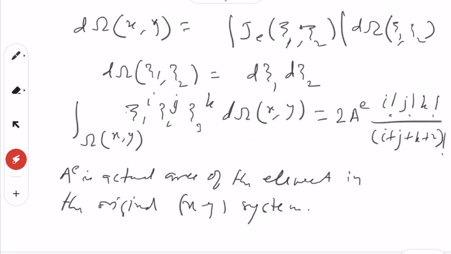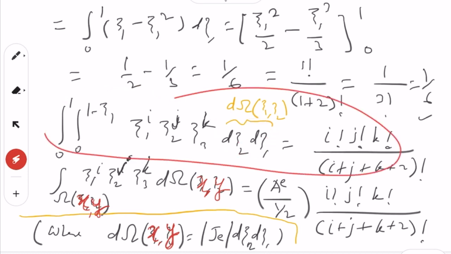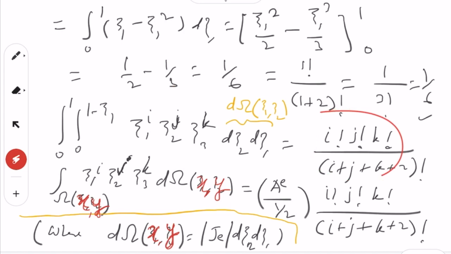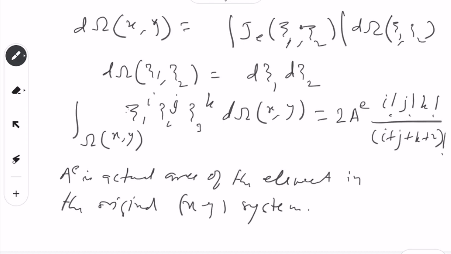If you have already converted from the xy system to the xi 1 xi 2 system, and then you have this equation like this one, then you can use this equation. Otherwise, if you have not converted and you still have the xy system, you have to multiply it by 2 times the area of the original element. Okay, so sorry about that, but this is how it is correct. I wanted you not to make a mistake, so I added that. Okay, so that is all.